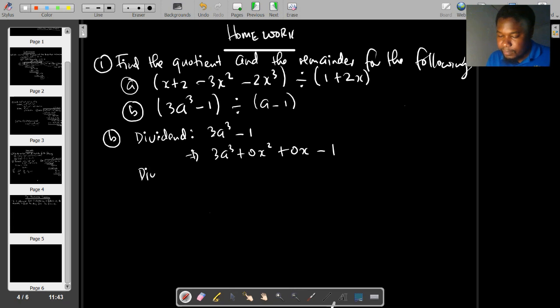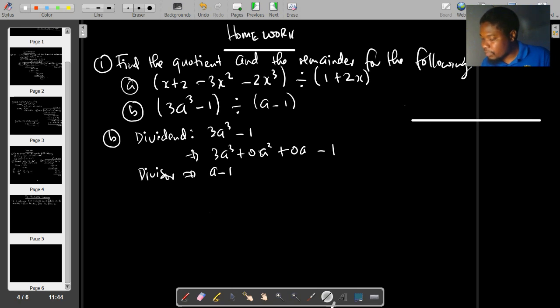And then our divisor is a minus 1. So there's nothing wrong with that one, so we'll maintain it. Oh, sorry about this. I was just saying that our variable is actually a, and why I'm writing x, I don't know. It just happens, I think, subconsciously. But yes, let's continue. We write the division symbol like that. Then we put here a minus 1, and this is 3a to the power 3 plus 0a to the power 2 plus 0a minus 1.